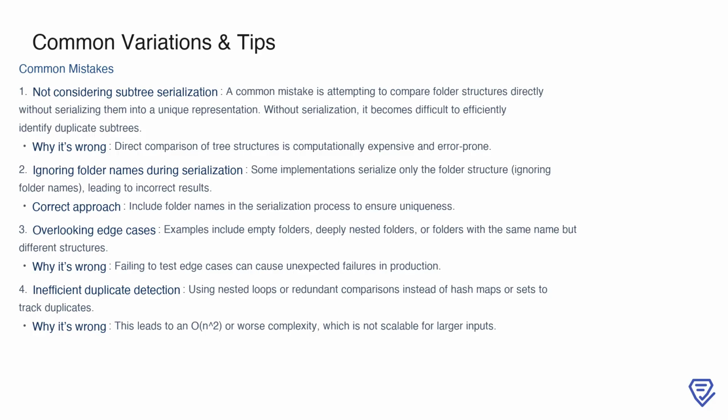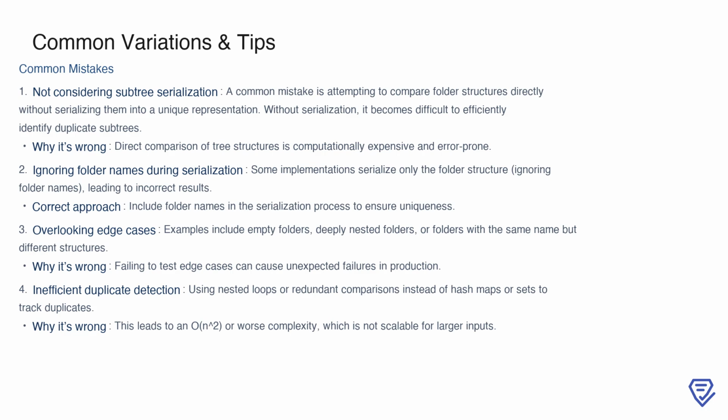Another frequent pitfall is failing to include folder names in the serialization process. When folder names are ignored, two entirely different folder structures might incorrectly appear as duplicates because their shapes match. To avoid this, ensure that folder names are always part of the serialized data so that the representation fully captures the uniqueness of each folder.